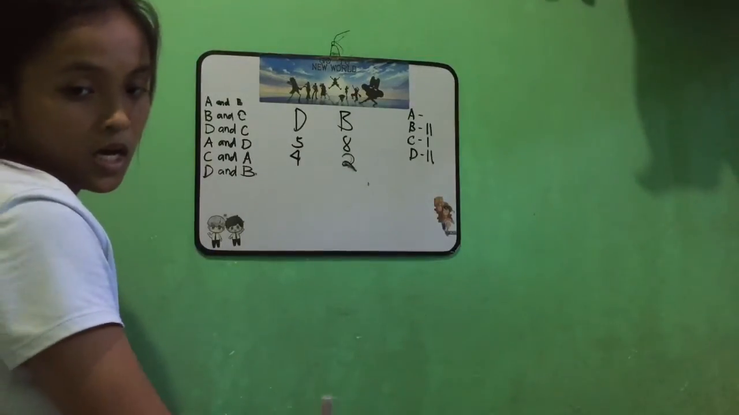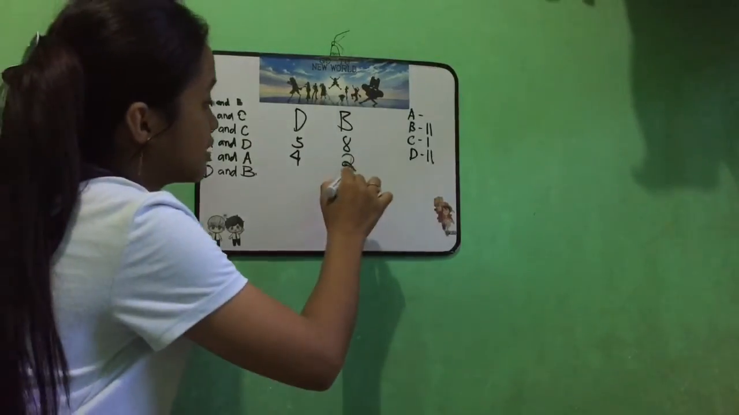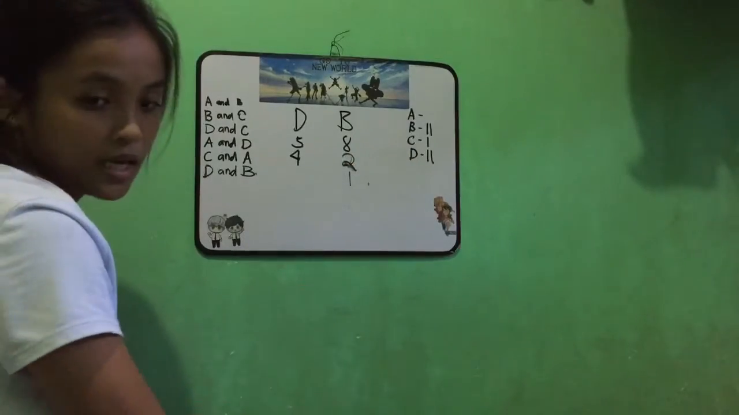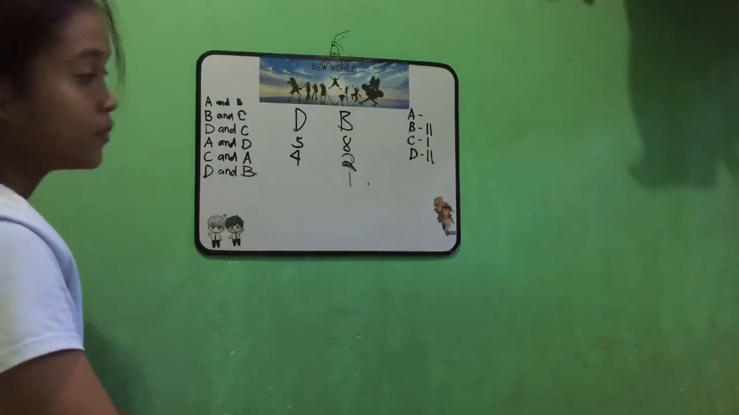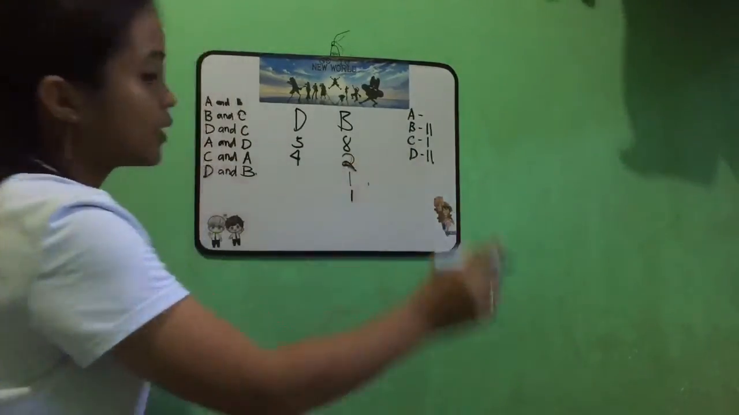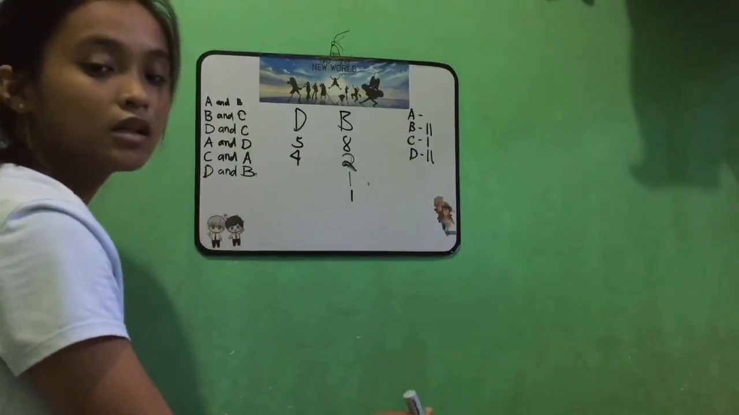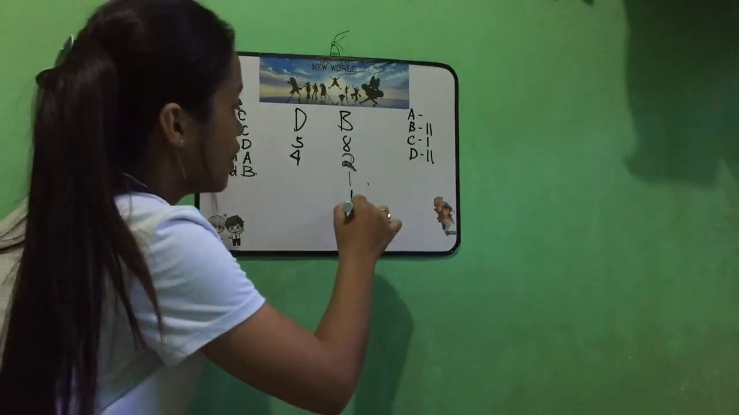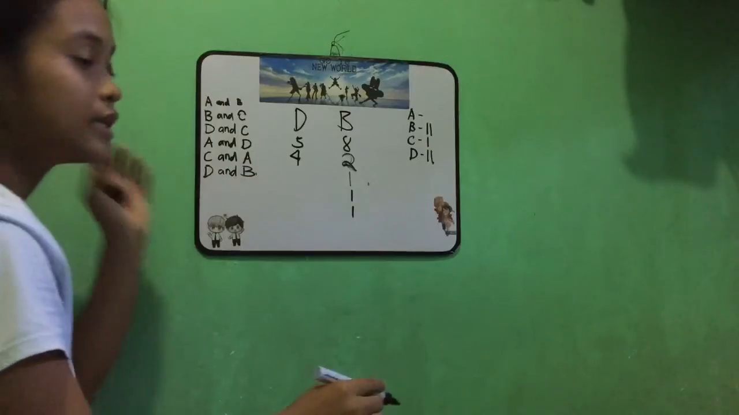Next, B will have 1 vote since it appeared earlier than D. And the next column, B will have 1 vote since it appeared earlier than D. And the last column is also B will have 1 vote since it appeared earlier than D.